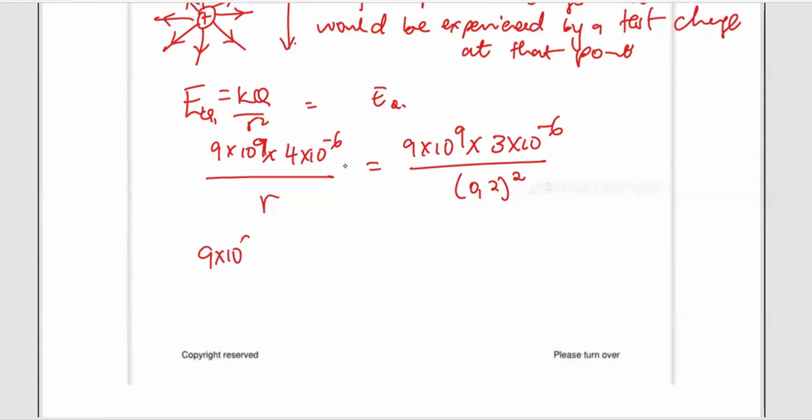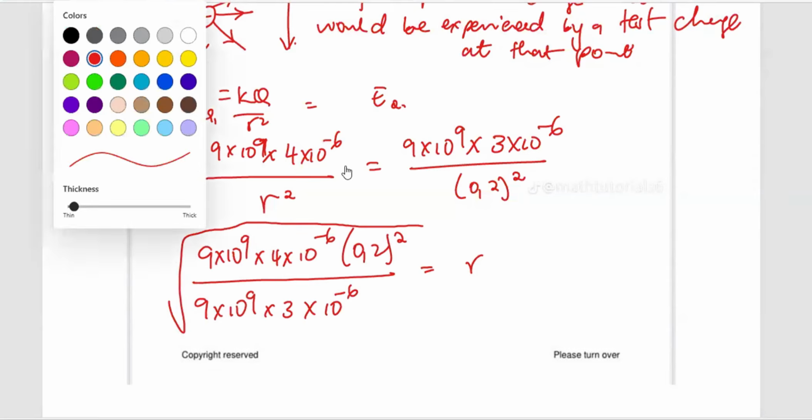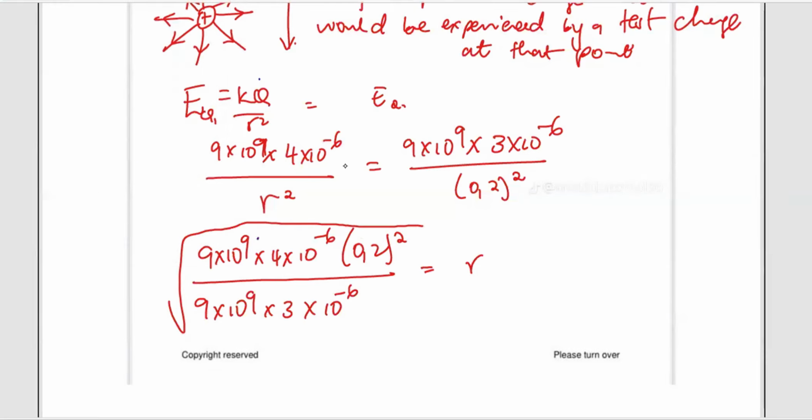So 9 times 10 to the 9 times 4 times 10 to the negative 6, multiplied by 0.2 squared, over 9 times 10 to the 9 times 3 times 10 to the negative 6, should give us r squared. Let me put this under a square root to get one value of r. From there, we can cancel this and that, and I'm left with 4 over 3 times 0.2 squared under the square root. When I punch that into the calculator, I end up with 0.23 meters.